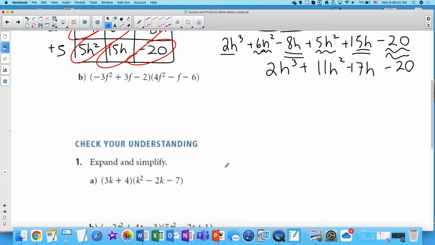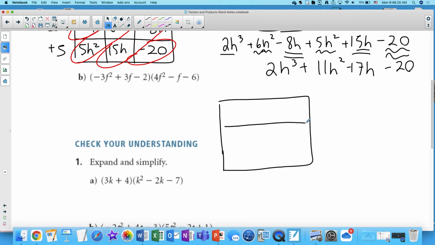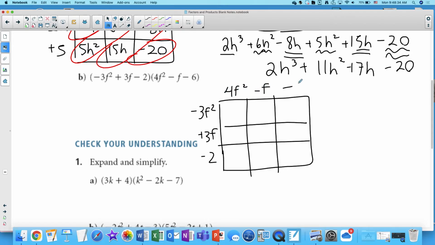What would the dimensions of this one have to be? 3 by 3, that's right. Okay, so 3 by 3. And along one side, I'm going to have negative 3f squared plus 3f minus 2. And along here, I'm going to have 4f squared minus f minus 6. Okay? And then we can go ahead and fill in each of these little squares, right? So negative 3f squared times 4f squared. What will that be?